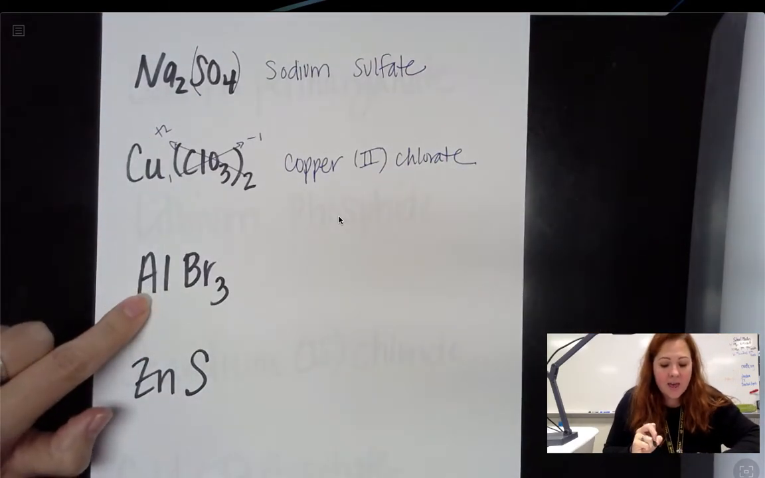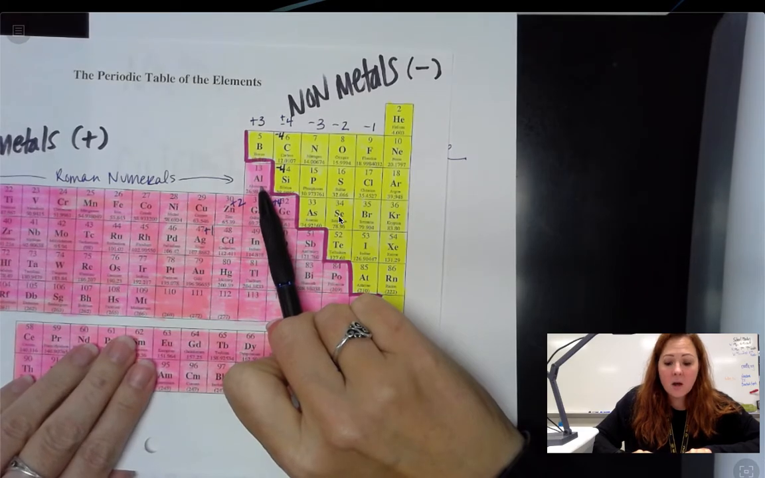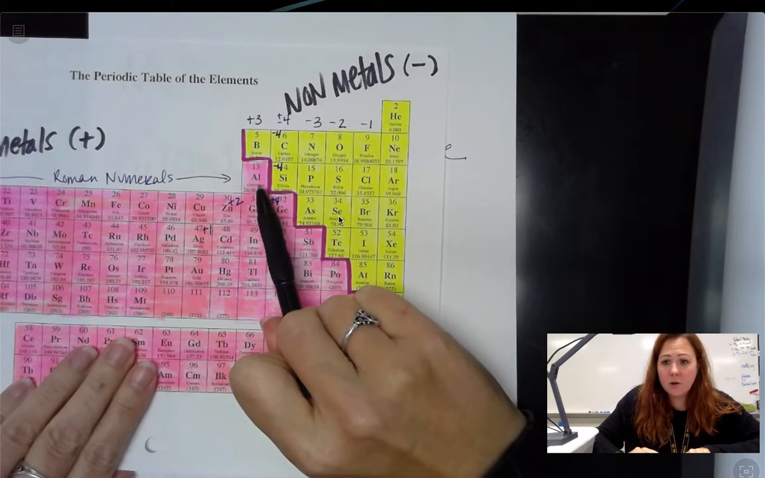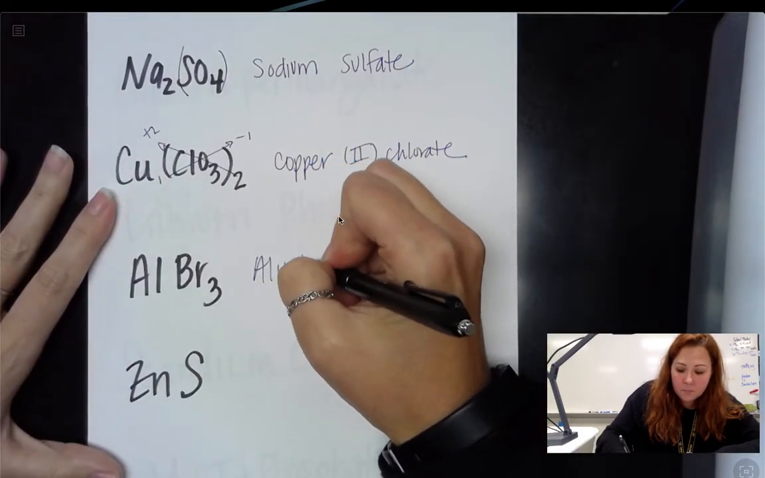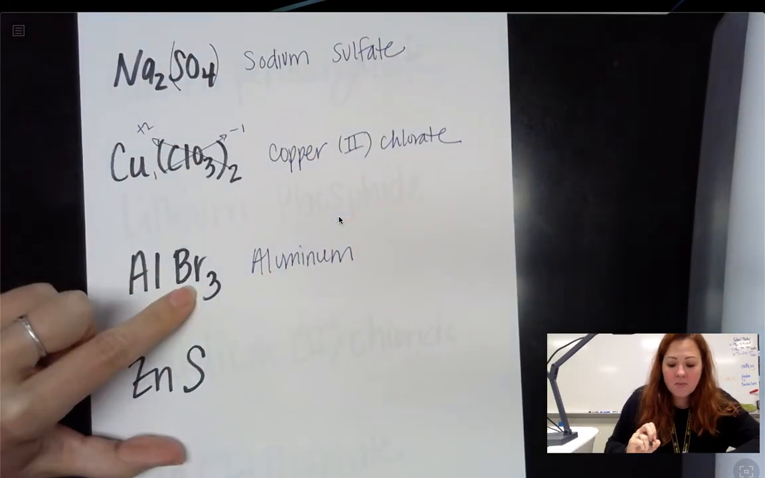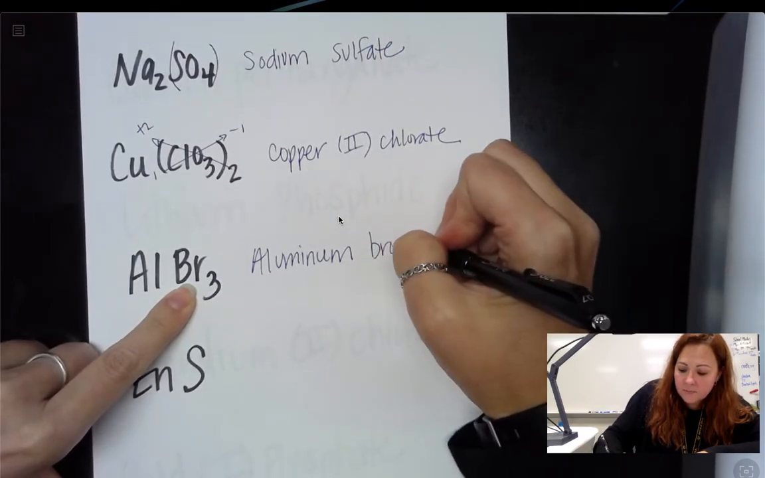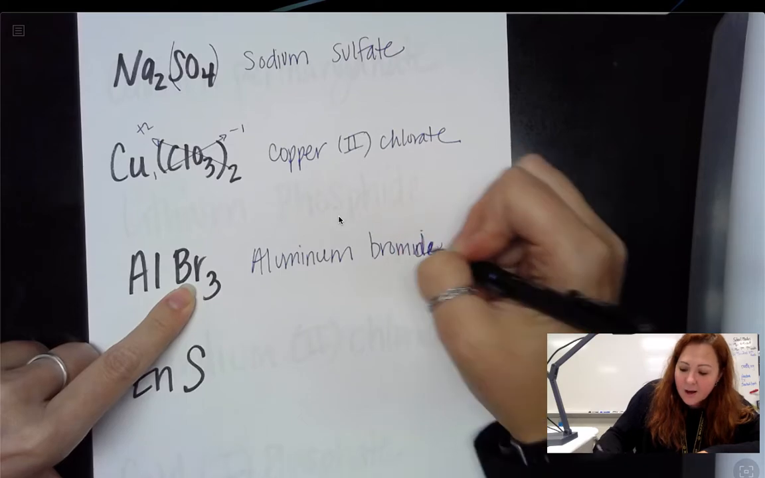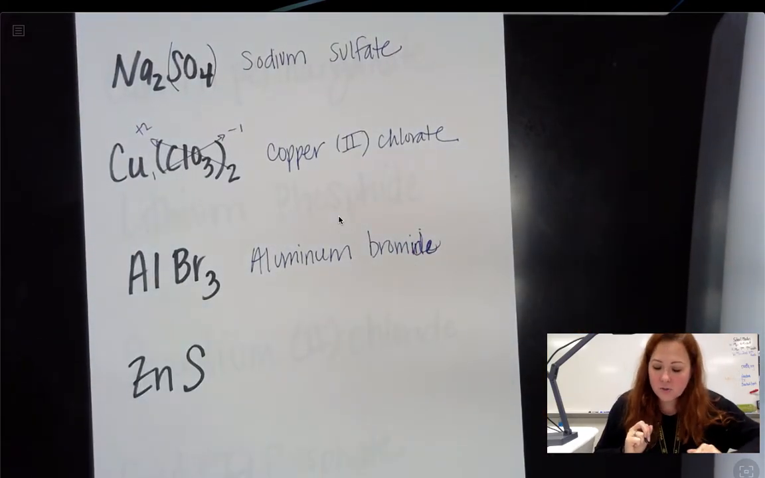The next one, Al. Al is aluminum. It's right here. Aluminum always has a +3 charge, so no Roman numerals there. So you have aluminum, and then Br is bromine. In a formula, I even wrote it out wrong. In a formula, it's going to become bromide. I said bromine and then I wrote it wrong, sorry.